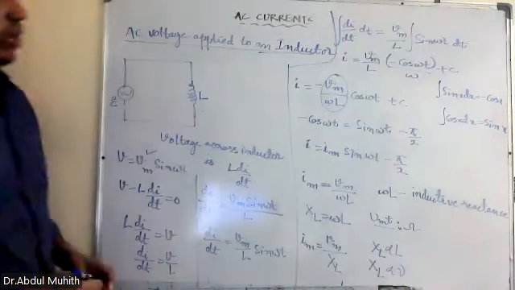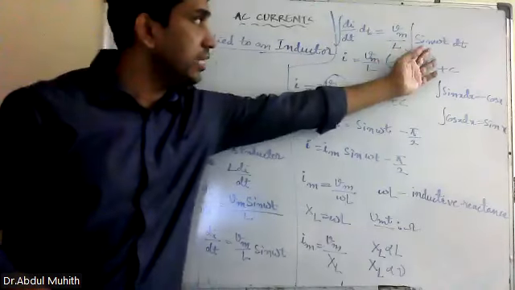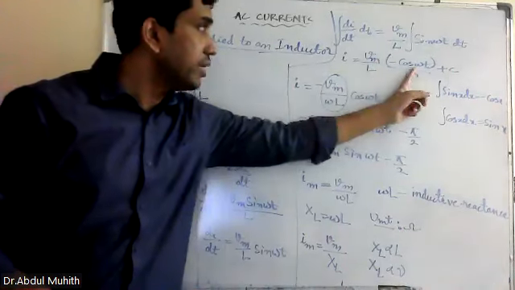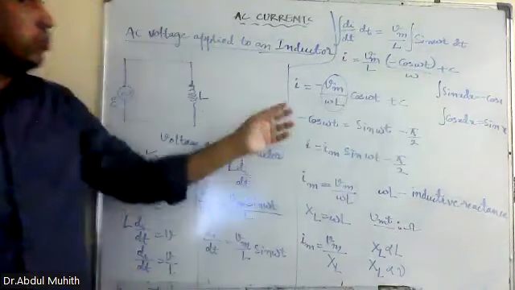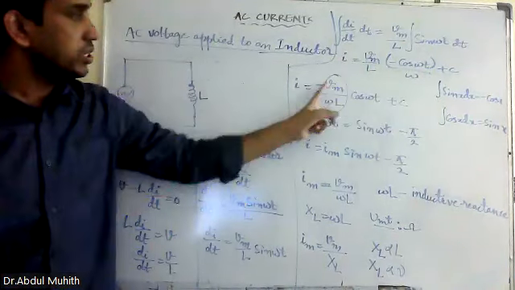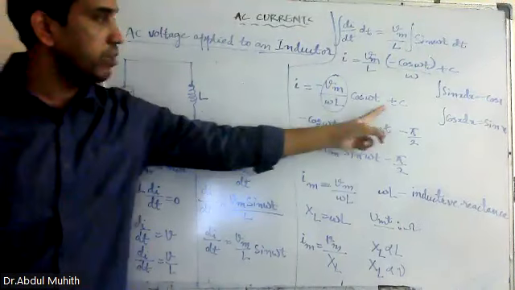So now what have we done? When we integrate it, sin omega t will become minus cos omega t. The derivation of omega t is omega. Now write it separately: minus Vm by omega L into cos omega t plus c.